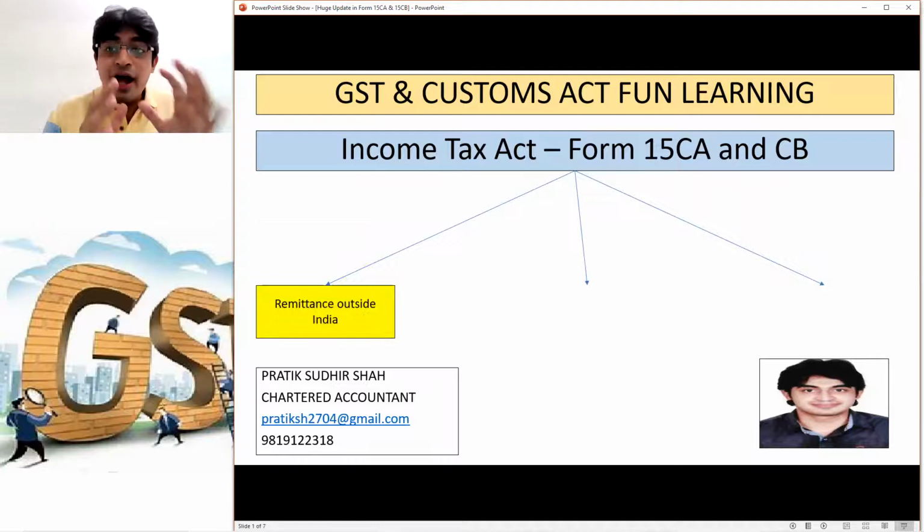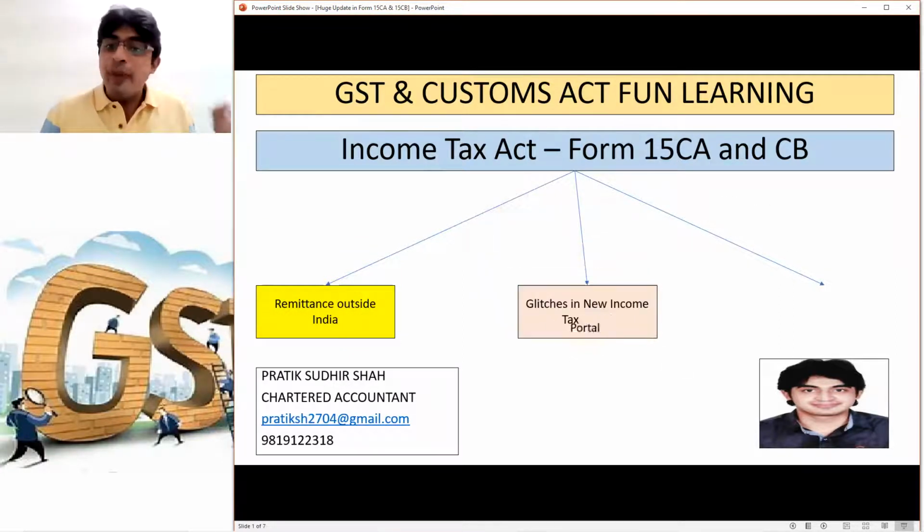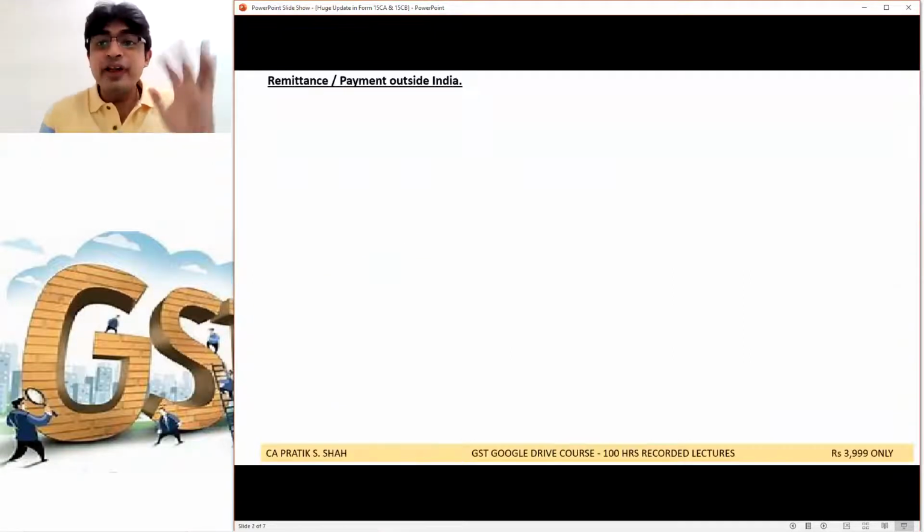First, what are the documents required when you do remittance outside India? Part 2, what are the glitches going on in the new income tax portal? And part 3, some benefit is given till 15th of August. Let us see this. Remittance outside India.